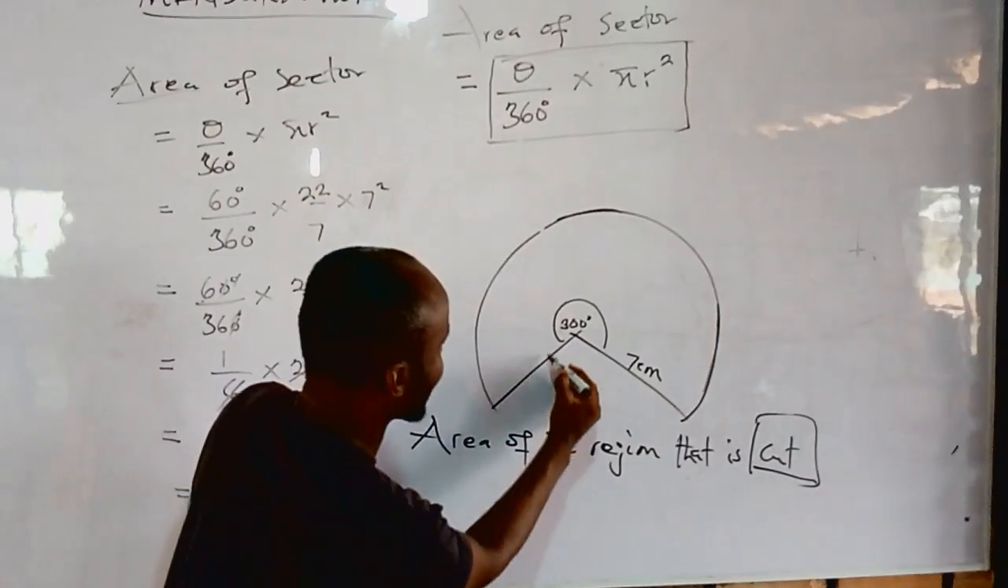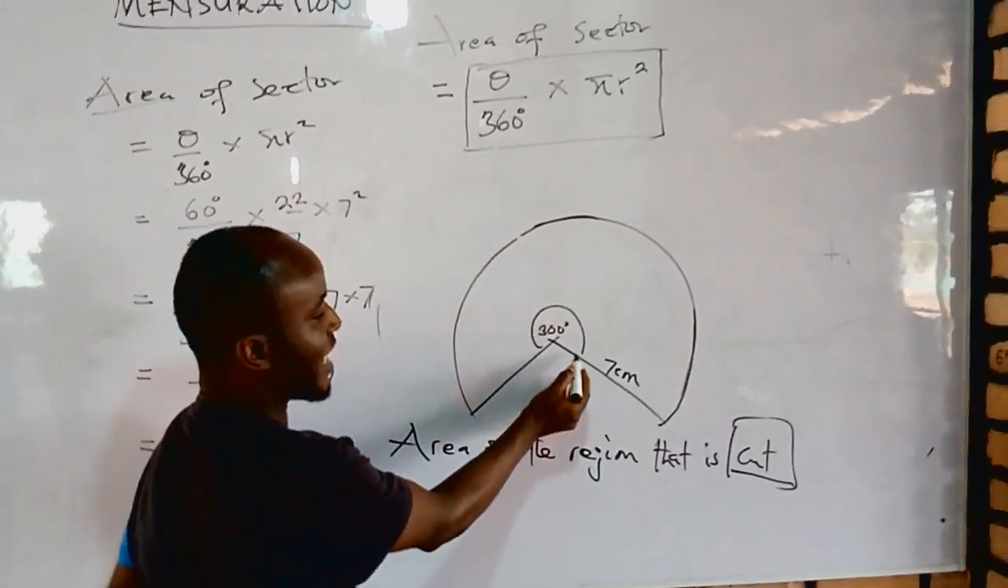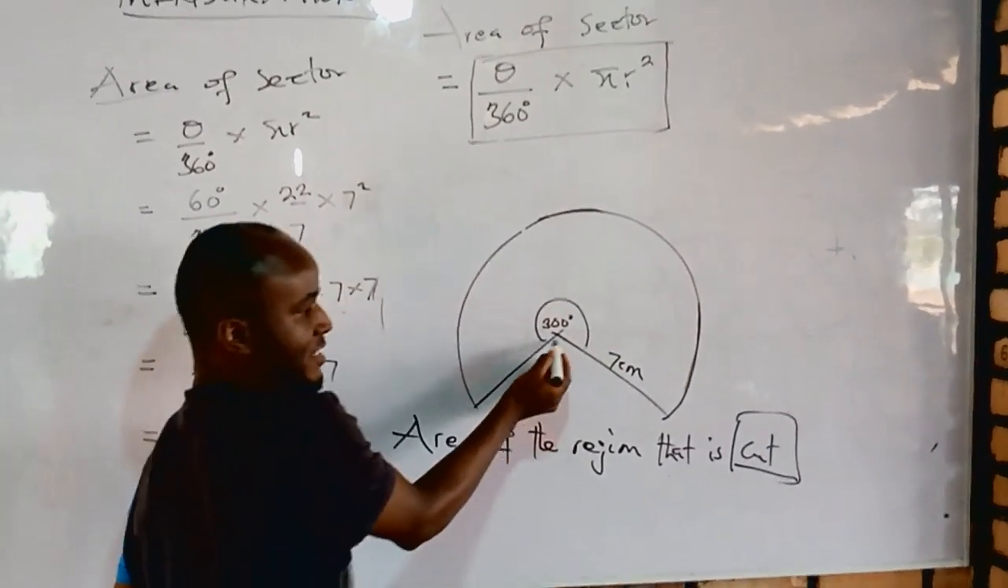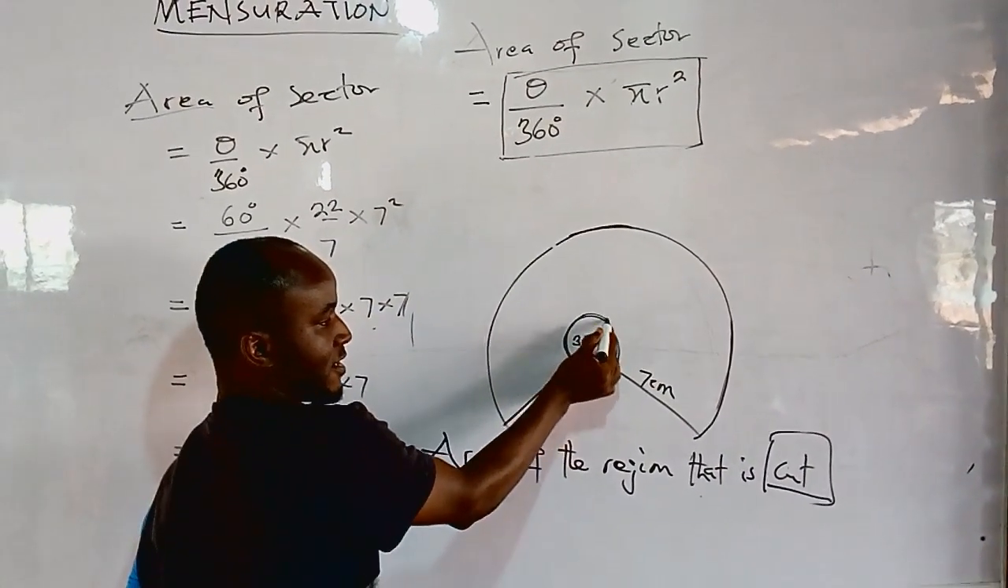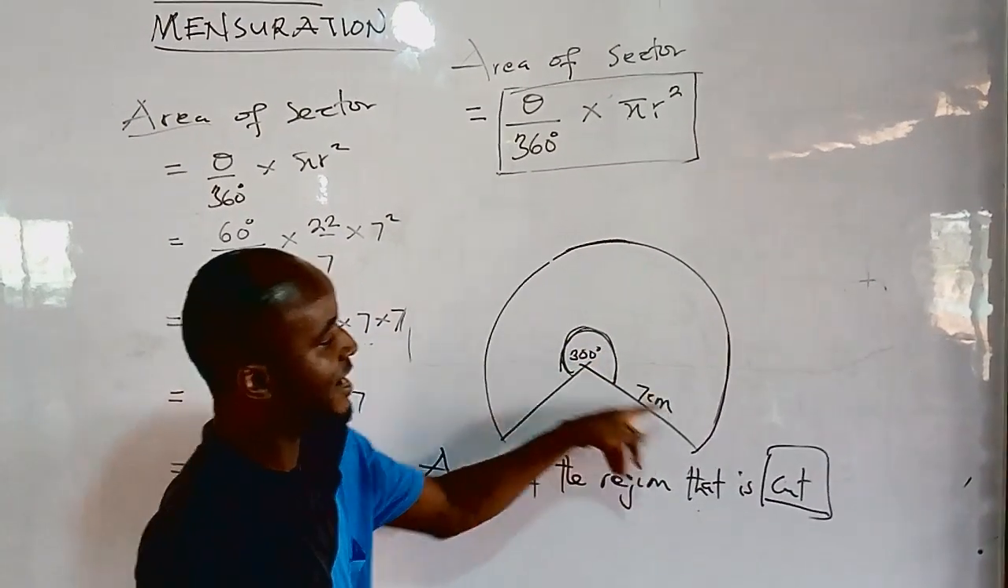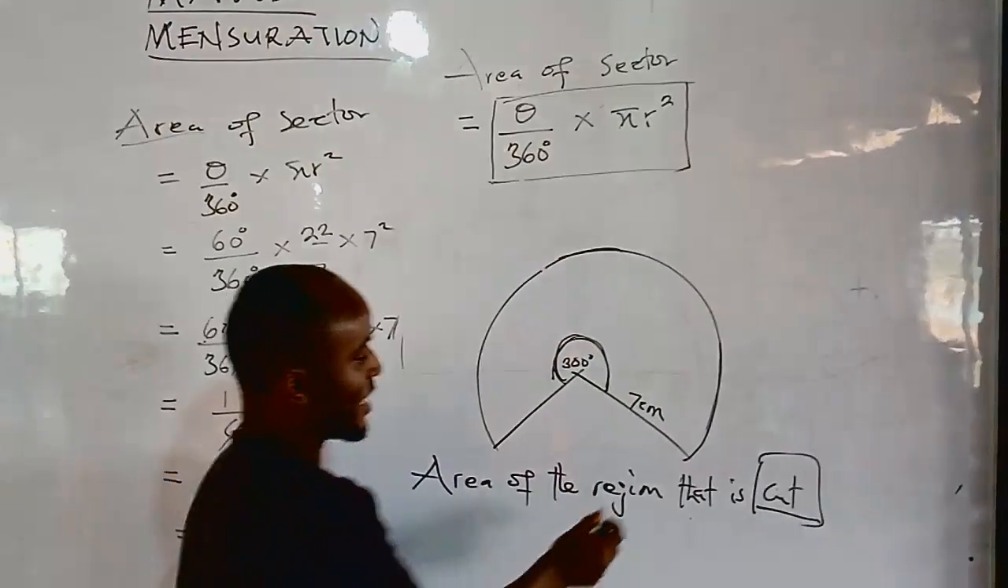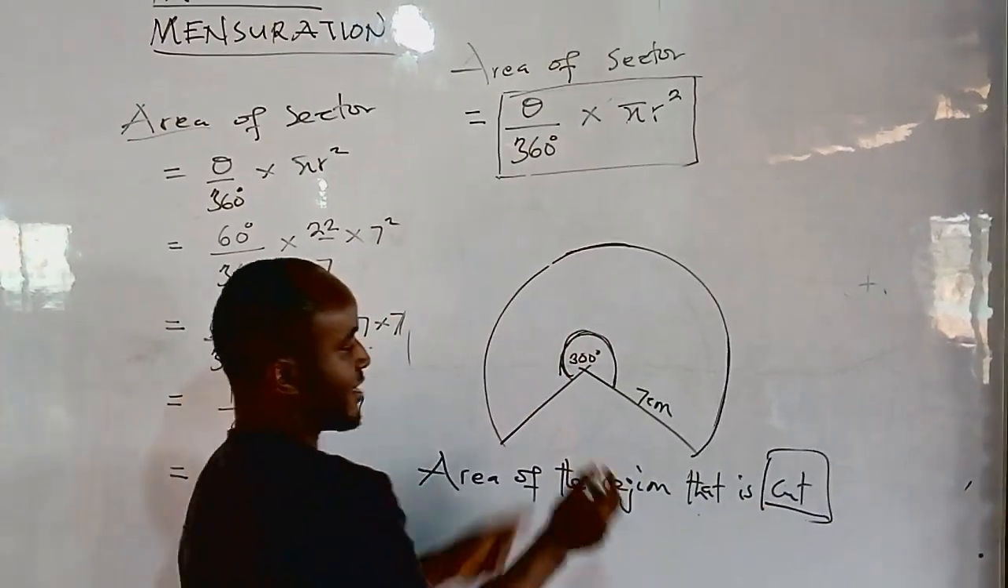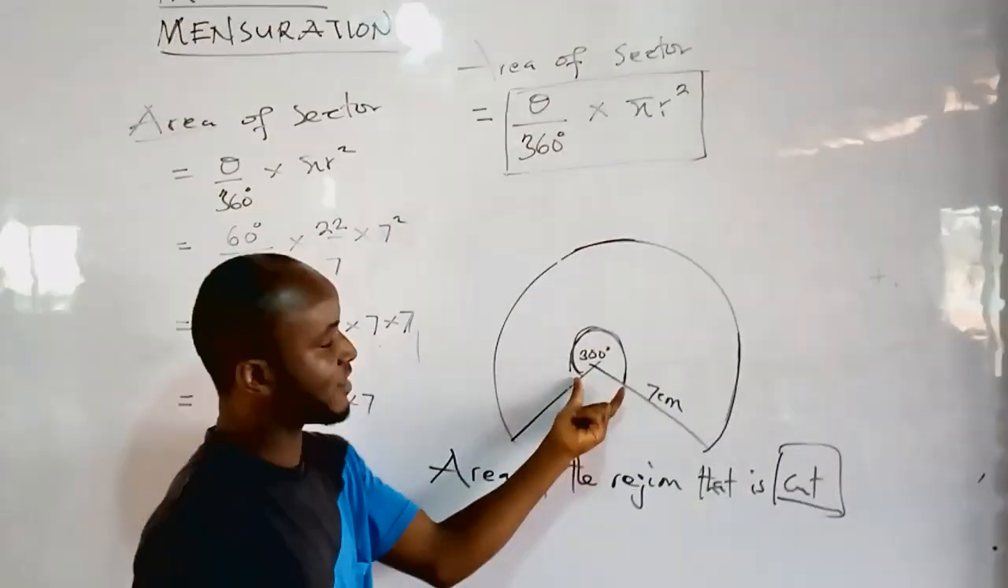So the region that has been cut off is not having an angle of 300 degrees. The 300 degrees here is the angle above it, which shows the theta for the major sector. So this 300 degrees here is for the major sector. But because they use the word cut, this cut here, they are finding the angle.